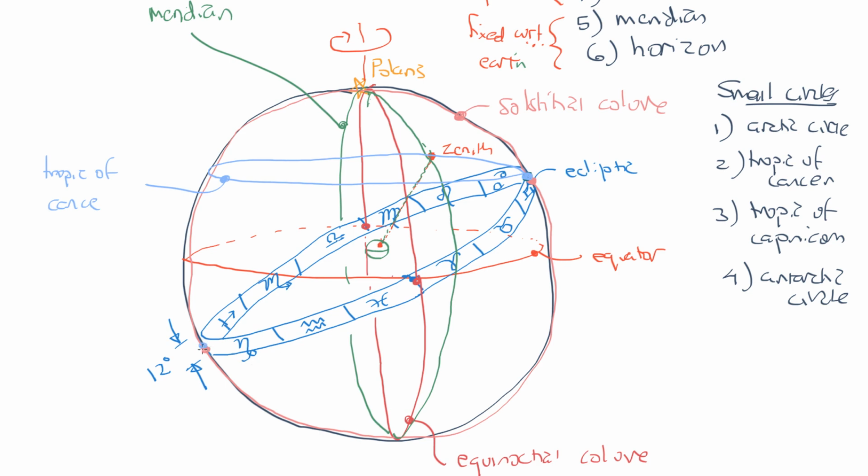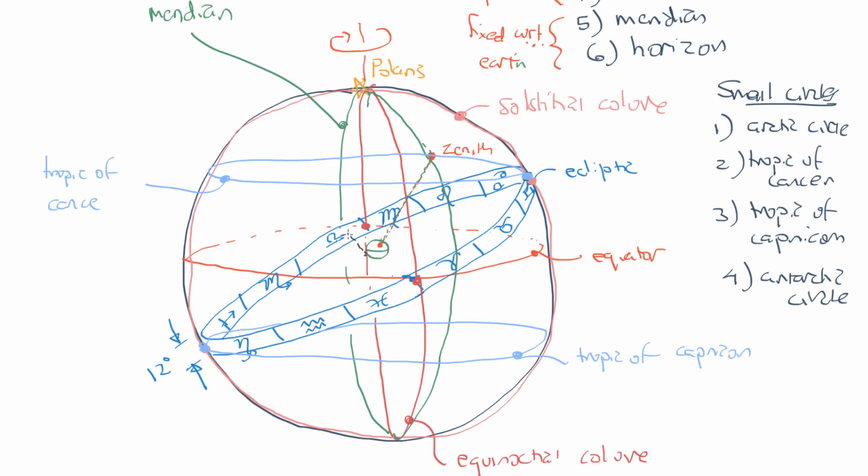What about the Tropic of Capricorn? Well, you guessed it. If you put a dot right here at the first point of the constellation Capricorn, and we were to draw a circle around the celestial sphere like this, that would be the Tropic of Capricorn. It is the trajectory that the sun follows on the day of the winter solstice. By the way, those are small circles because they do not divide the sphere in half. And now, let's do the last 2 circles.